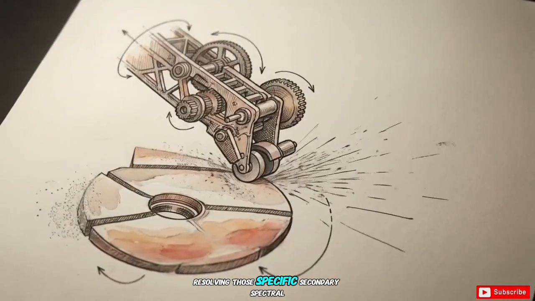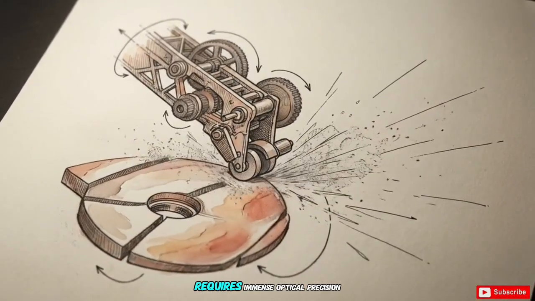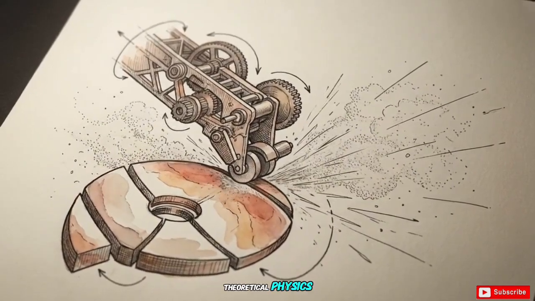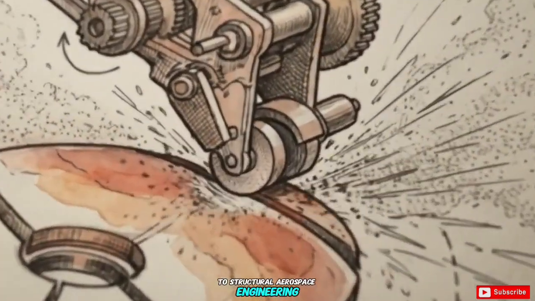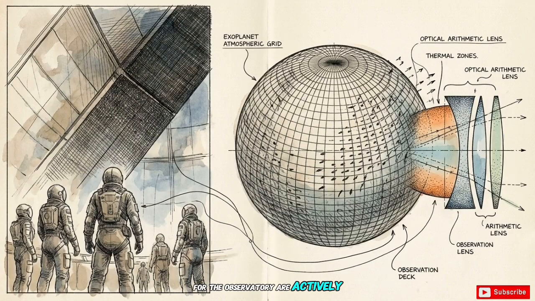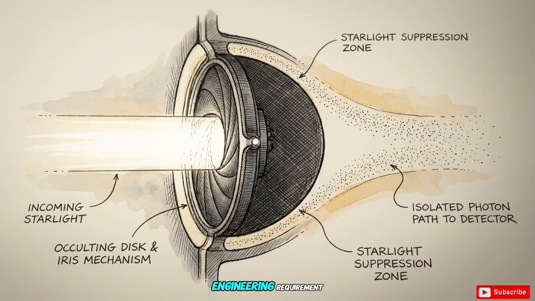Resolving those specific secondary spectral branches requires immense optical precision. It shifts the challenge from theoretical physics to structural aerospace engineering. This brings us to the Habitable Worlds Observatory and the exploratory analytic case process currently defining its architecture. Engineers for the observatory are actively using these precise 3D atmospheric simulations to mathematically define the physical hardware tolerances of the telescope. The models demand an extreme engineering requirement.